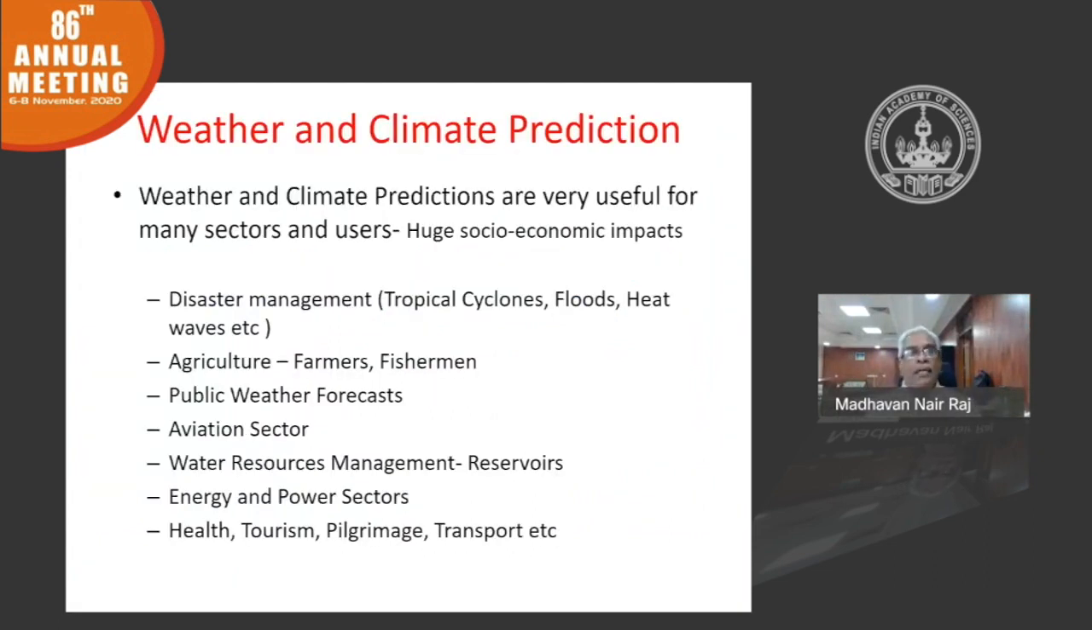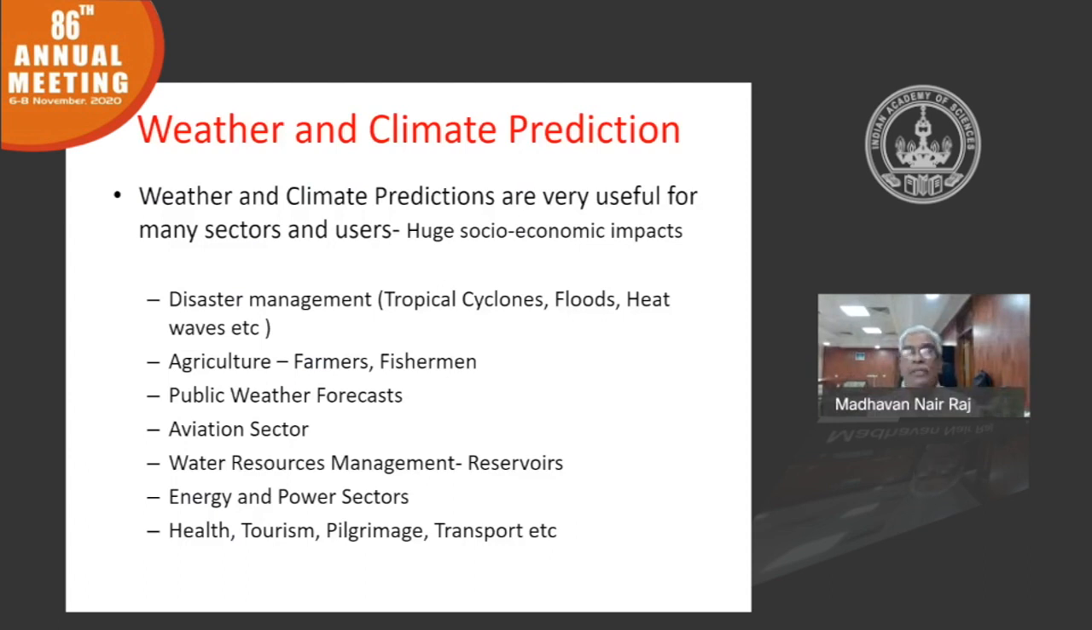As all of you know, weather and climate predictions are very useful for many users as well as sectors. It has a huge socio-economic impact. First of all, by giving predictions, we help with disaster management, especially from tropical cyclones, floods, heat waves, etc. Our forecasts are also given to agriculture, especially for farmers and fishermen, and public weather forecasts for the general public.